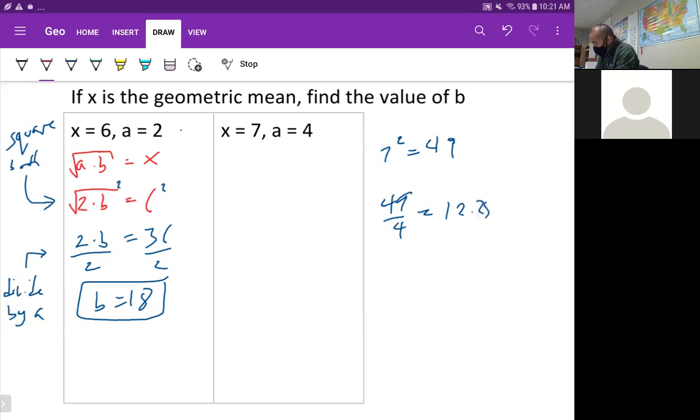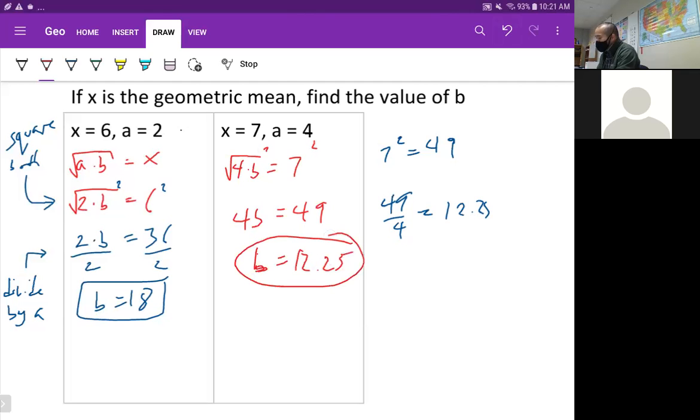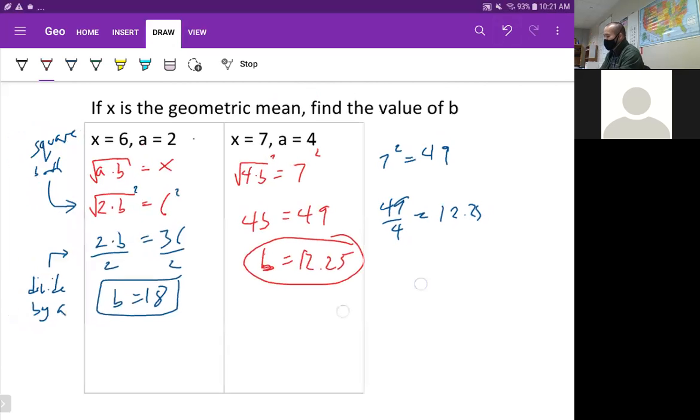So take a look at this. Square root of 4 times b equals 7. 4b equals, I'm sorry, what am I doing? You gotta square it. So you square both sides. You get 4b equals 49. Divide by 4. b equals 12.25. So the shortcut works. Or you can just do the steps. Either way.